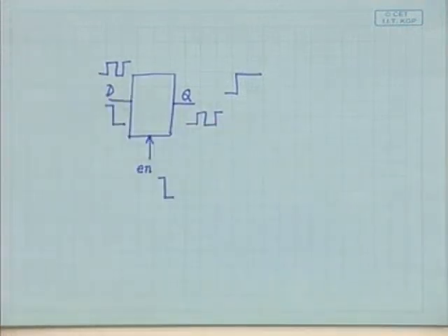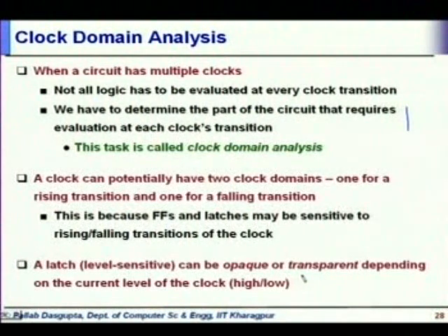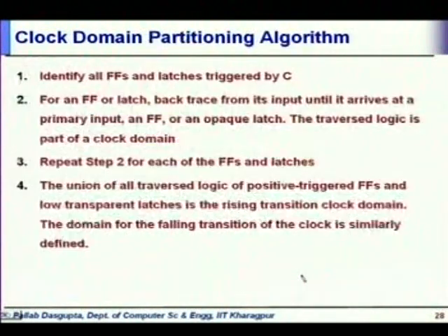So, when we do clock domain analysis, we have to determine, for a particular event of the clock, is the latch transparent or is it opaque? Okay, that is what we have to determine. So, let us see how we go about doing that.